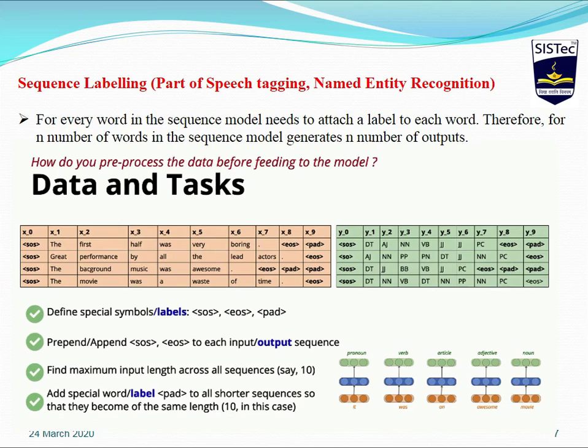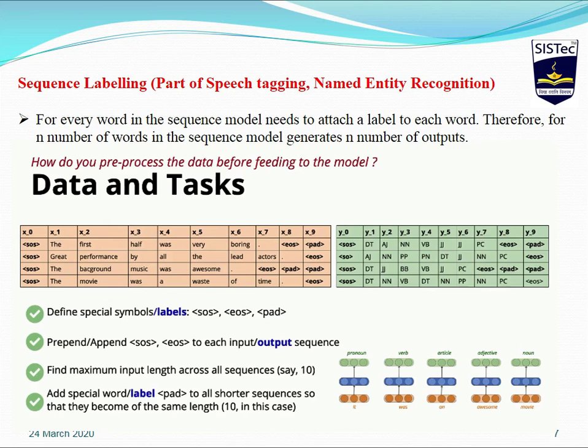In sequence labeling, we have n outputs for the n inputs. So we can say we have one output for each input. Whereas in the case of sequence classification, we have one output for the n inputs. So the major difference between sequence labeling and sequence classification is that in sequence labeling, we have n inputs and n outputs, whereas in sequence classification, we have n inputs and one output.